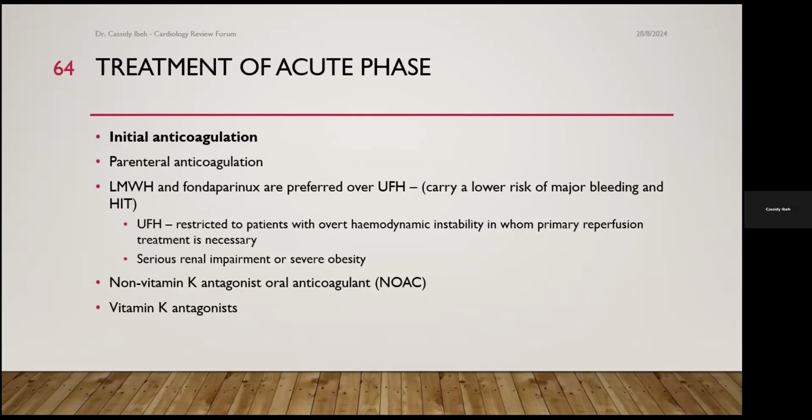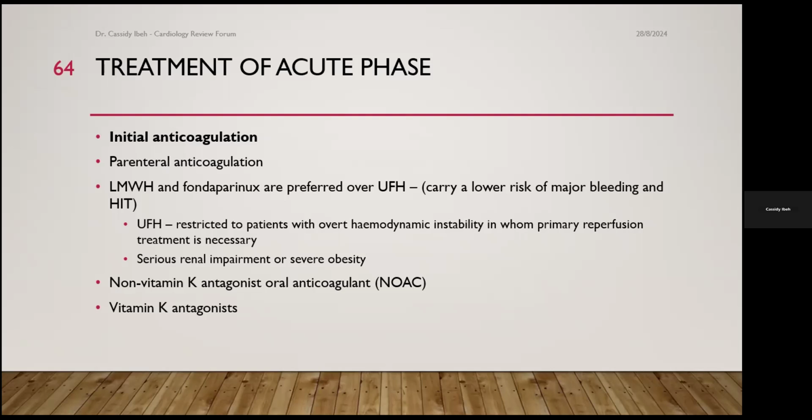Now, initiation of anticoagulation is very important. Okay, so it can be parenteral anticoagulation. You can also use low molecular weight heparin and fondaparinux, which are preferred over unfractionated heparin, because low molecular weight heparins carry a lower risk of major bleeding, which can be seen with unfractionated heparin. Also, unfractionated heparin can cause heparin-induced thrombocytopenia.